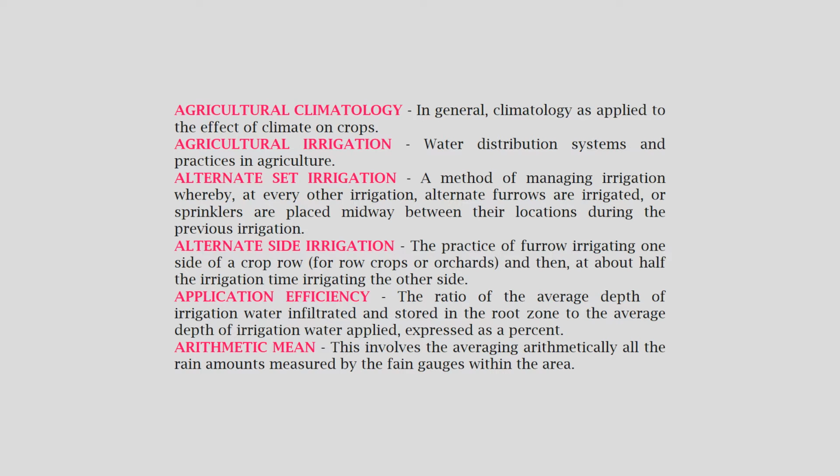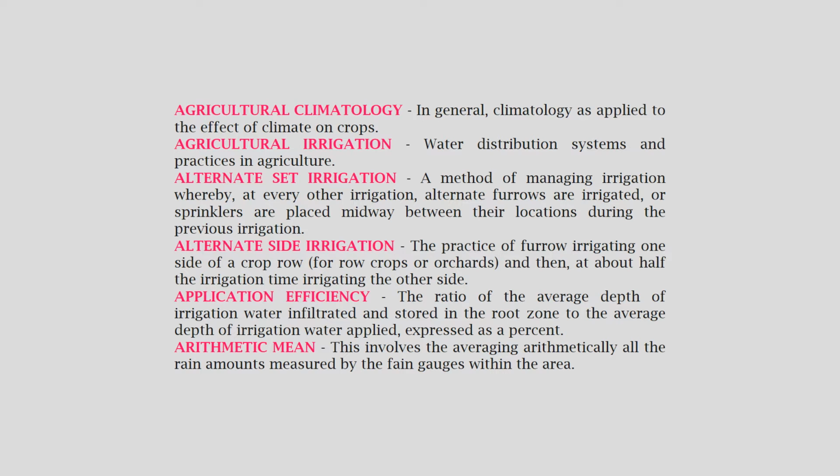Agricultural irrigation, water distribution systems and practices in agriculture. Alternate set irrigation, a method of managing irrigation whereby, at every other irrigation, alternate furrows are irrigated, or sprinklers are placed midway between their locations during the previous irrigation. Alternate side irrigation, the practice of furrow irrigating one side of a crop row for row crops or orchards, and then, at about half the irrigation time, irrigating the other side.